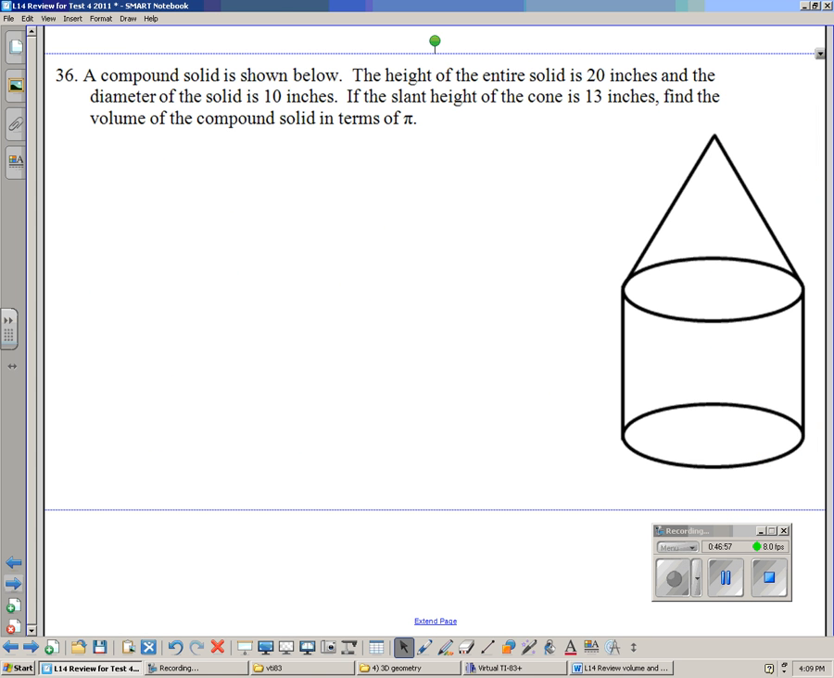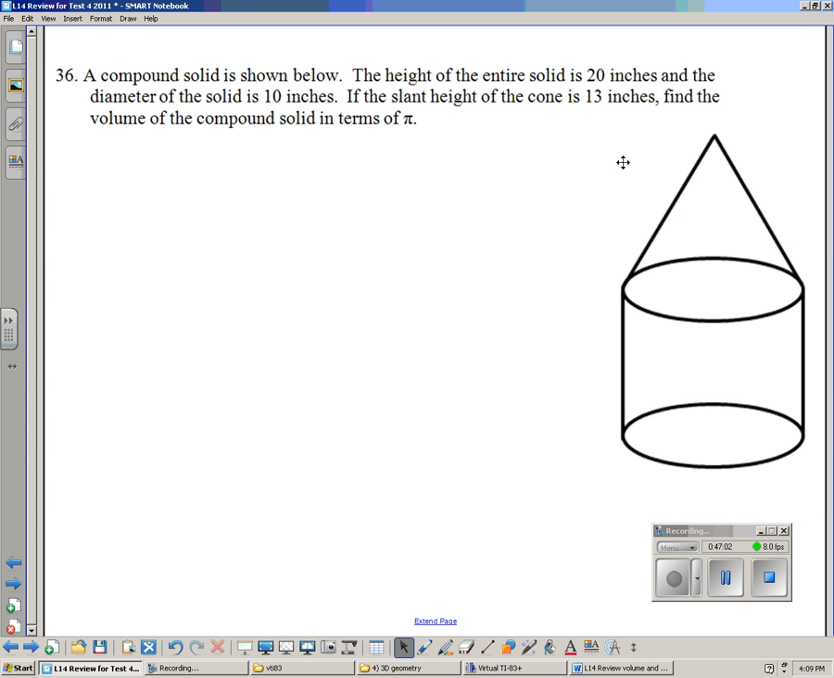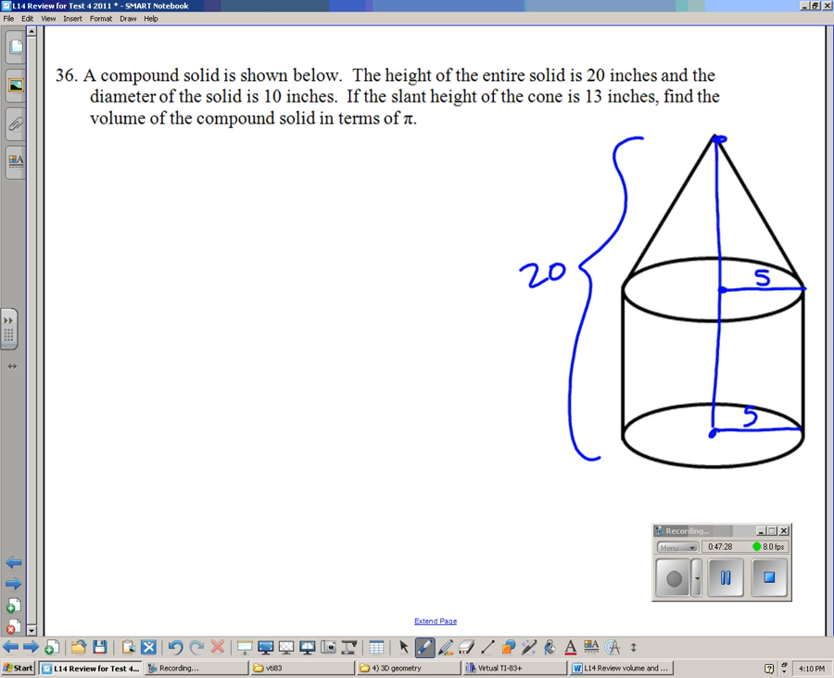All right, number 36. It says, a compound solid is shown below. The height of the entire solid is 20 inches. So if I measured from the bottom here to the top here, that would be 20 inches. The diameter of the solid is 10. The radius is 5. So radius here, radius there of 5. The slant height of the cone is 13, that's this part here. They want us to find the volume of the solid in terms of pi.